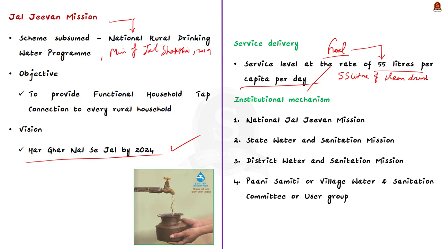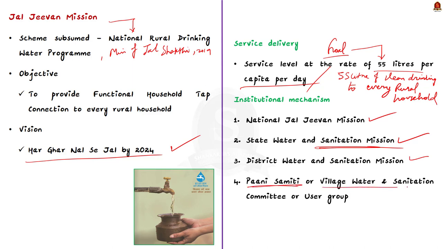Now, we shall see the institutional mechanism at the different levels. See, at the national level, there is a National Jal Jeevan Mission. At the state level, there is a State Water and Sanitation Mission. At the district level, there is District Water and Sanitation Mission. Now, coming to the Panchayat level, there is Pani Samiti, otherwise called Village Water and Sanitation Committee or User Group. That's all about the mission.